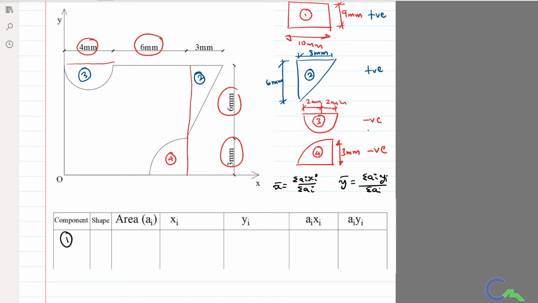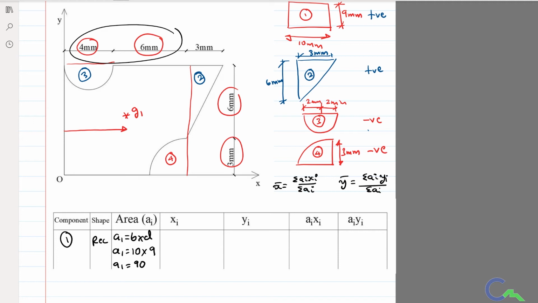So first component, I'm going to consider the rectangle. Area of the rectangle, I will take it as A1, that is B into D. Therefore A1 is equal to, B is 10 mm, we already calculated, that is 10 mm into height of the rectangle, that is 9 mm. Therefore A1 we will get 90 mm square. Then I will locate the centroid of the rectangle somewhere here. I will take this as G1.